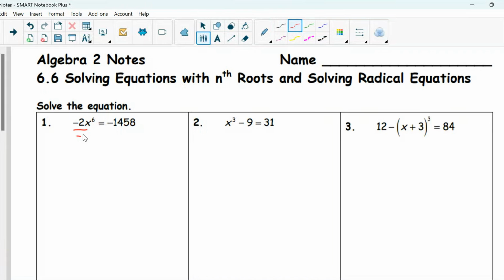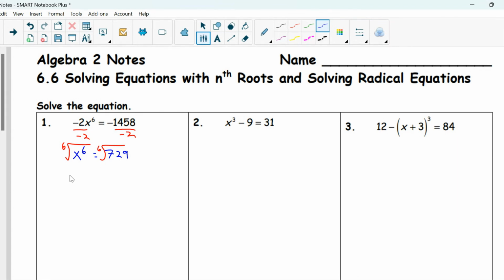So the first thing I'm going to do is divide out my coefficient. On my left side here, I have x to the 6th power, which equals, using a calculator, 729. Okay, now in order to undo my exponent, I'm going to use a radical. So I'm going to take the 6th root of both sides. That way my exponent cancels out.